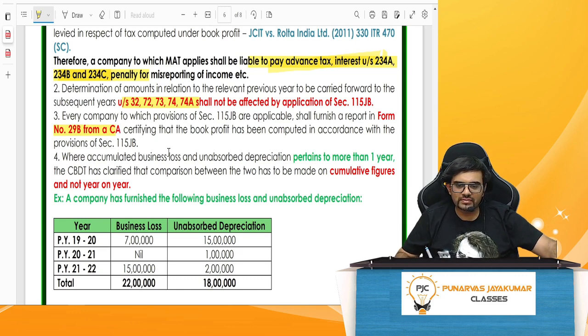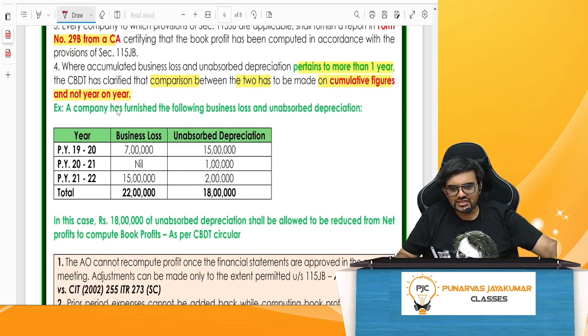When accumulated business loss and unabsorbed depreciation pertain to more than 1 year, CBDT has clarified that comparison between the two has to be made on cumulative figures and not year on year. So if you see, the company has furnished the following business loss and unabsorbed depreciation. Should I compare each of these, or should I do overall? It says overall. 18 lakh of unabsorbed depreciation shall be allowed to be reduced from net profits to compute book profits. So what is allowed? Business loss or unabsorbed depreciation, whichever is less, right? So here I should compute on an overall basis.